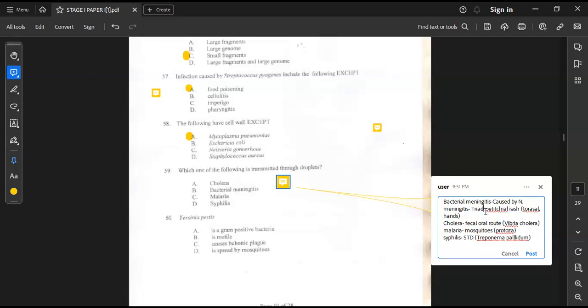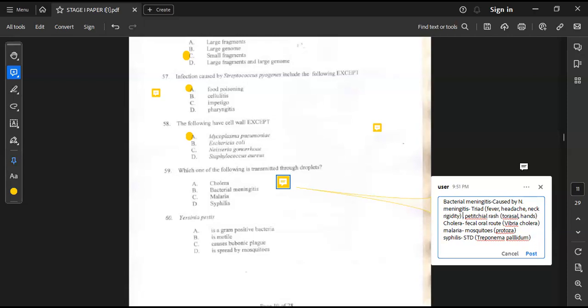Sorry, could you please remind us of the triad for bacterial meningitis? Fever, headache, and neck rigidity. Okay, that's good.